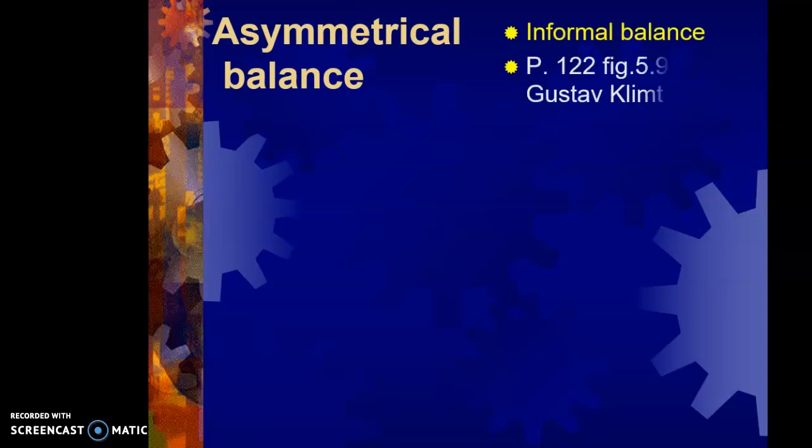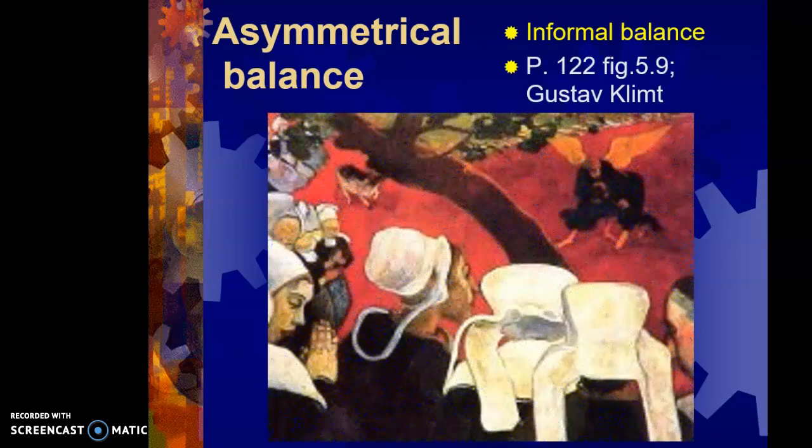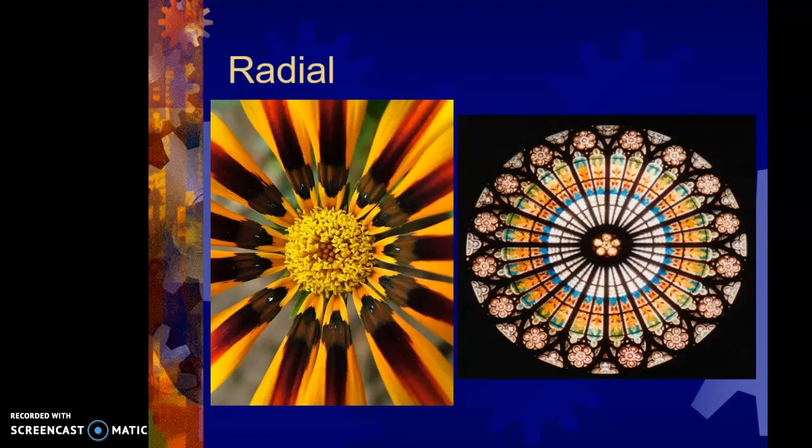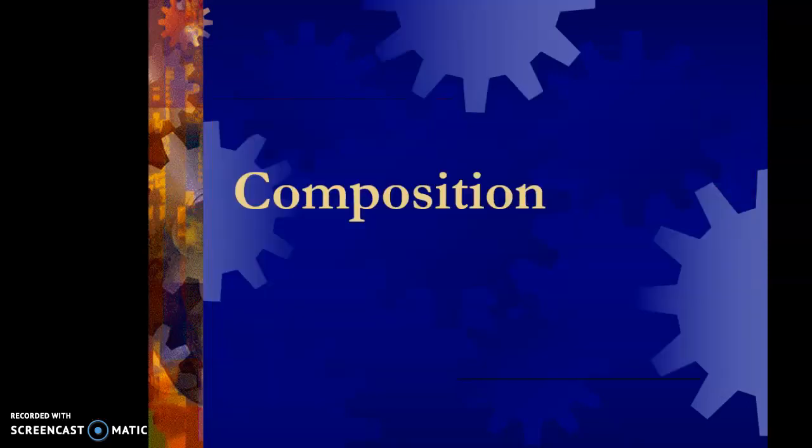Now, asymmetrical balance is what we consider an informal balance. It's weight distribution: you have a big ball on one side and a little ball on the other. The big ball is going to be much heavier. Normally we think of this as a right to left thing, but it can also be a top to bottom thing. Now, radial balance is where things radiate outward from a central point. So here you see the example of the flower or the rose window, two really good examples.